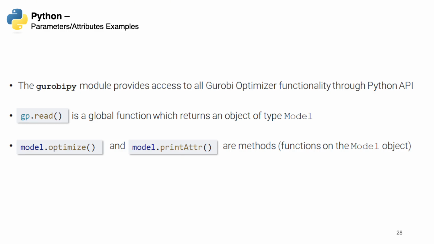In order to use Gurobi in Python, we use the gurobipy module. This contains all the necessary functions and framework to formulate and solve our models. gp.read is a global function which returns an object of type Model. The object model, which is the core of a programming implementation, contains several methods, like the optimize method, which is self-explanatory, and the printAttr method, which outputs parameters of the model.